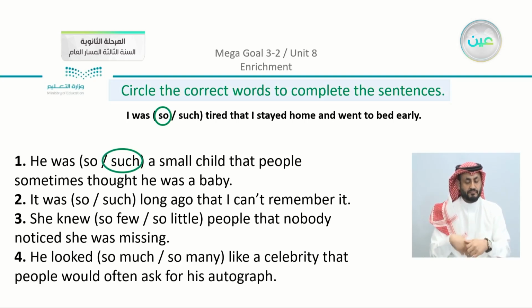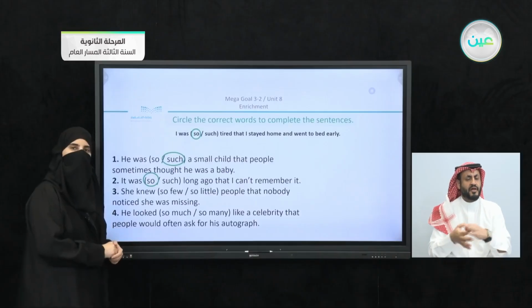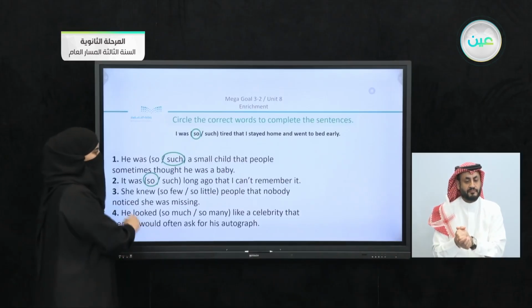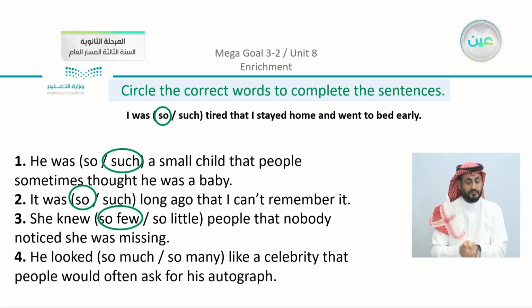Number 2, it was so or such long time that I can't remember it. So we have here, it was, yes, so long time. After that, we have the number 3, she knew so few or so little people that nobody noticed she was missing. So here, what is related to people? What can we say? So few people or so little people? And here the correct answer is, yes, so few people.